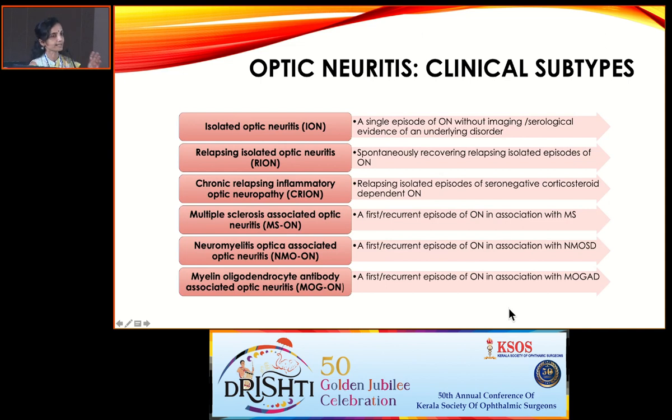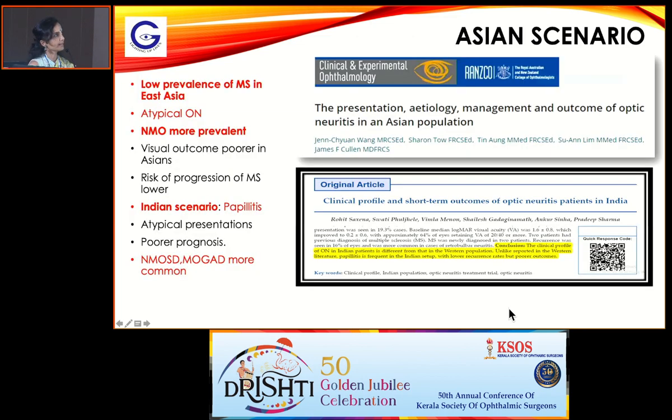So these are some terminologies you should be aware of. One is isolated optic neuritis. The second one is relapsing isolated optic neuritis, chronic relapsing inflammatory optic neuropathy, MS-associated optic neuritis, neuromyelitis optica associated optic neuritis, and myelin oligodendrocyte antibody-associated optic neuritis, because each of them is different in its own way. What's prevalent in the Asian scenario is quite different from what is reported in the Western literature. We have more of NMO and MOG-associated optic neuritis here, with more of papillitis rather than retrobulbar neuritis. So we will come to that later.